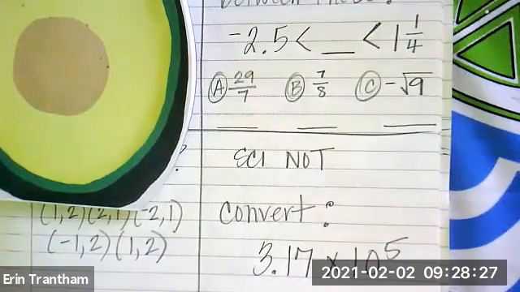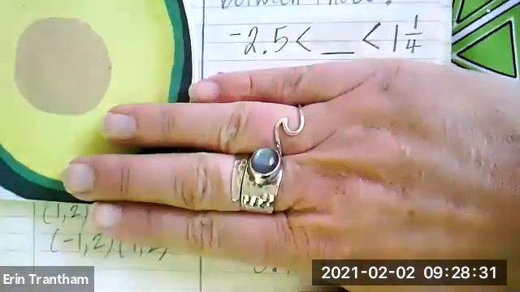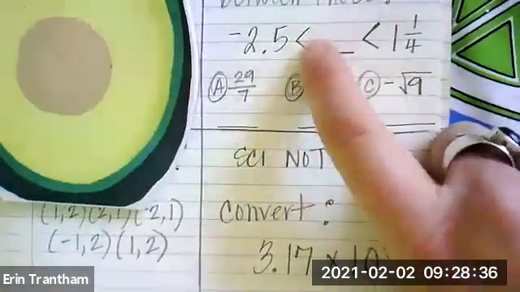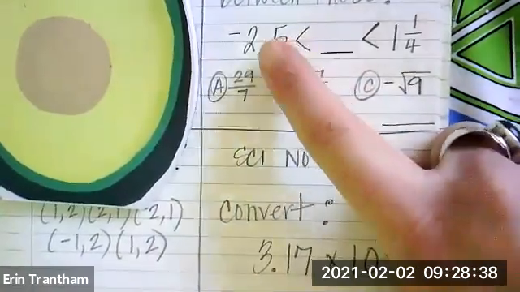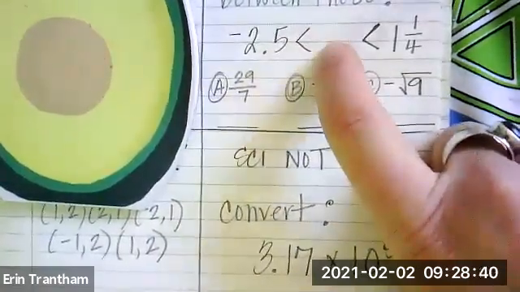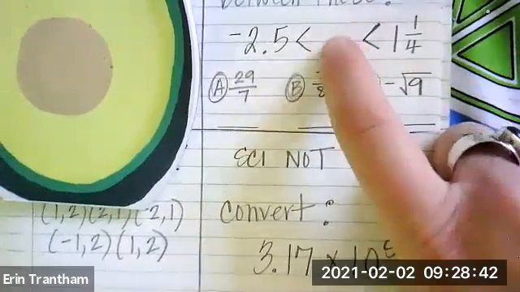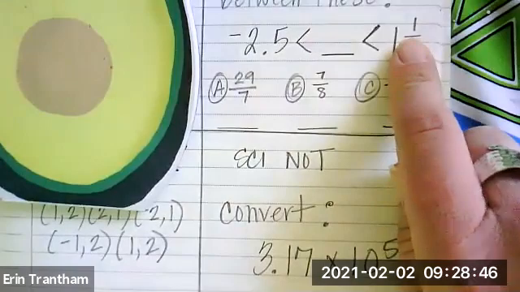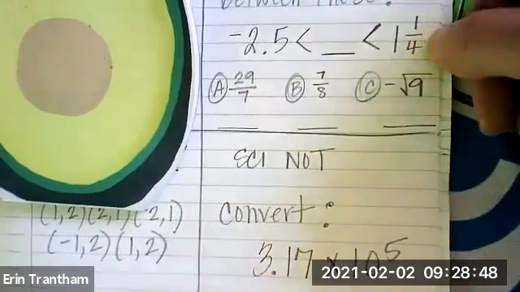Do you know what to do here? No? Okay, so let's just look at this. This is negative 2.5. Here's the inequality symbol, meaning this is going to be less than whatever number is here, and then this number is going to be less than 1 1/4. So 1 1/4 is our greatest amount, okay?